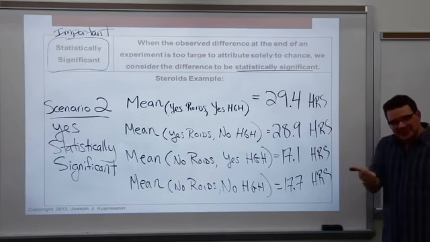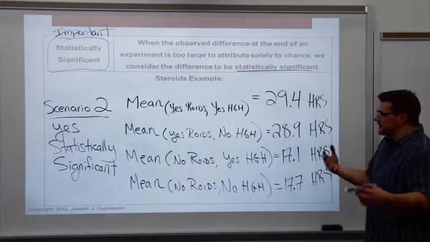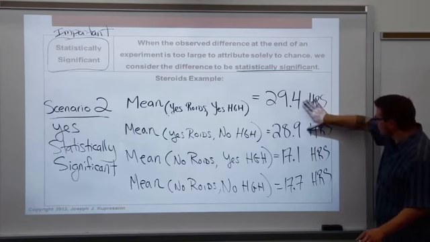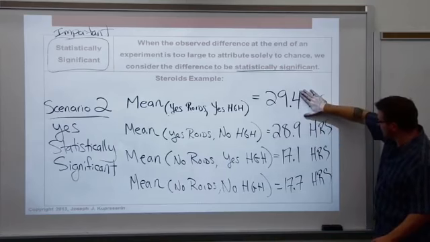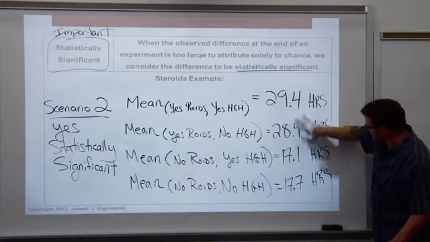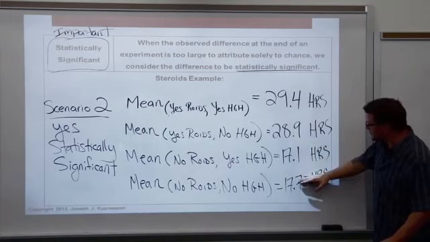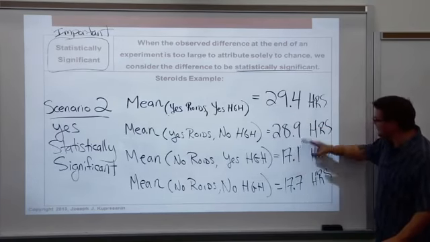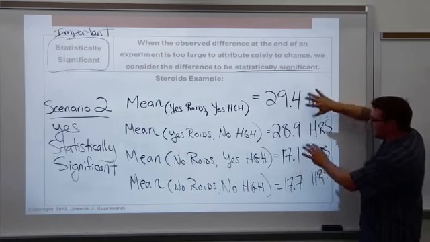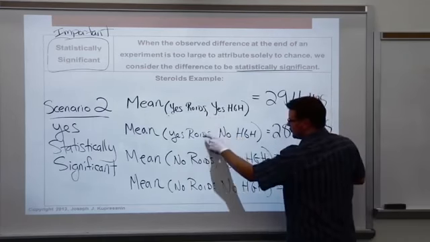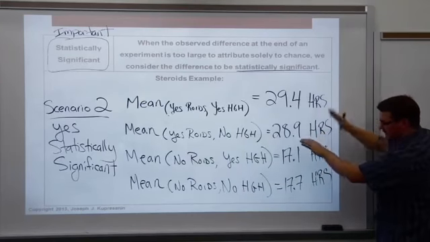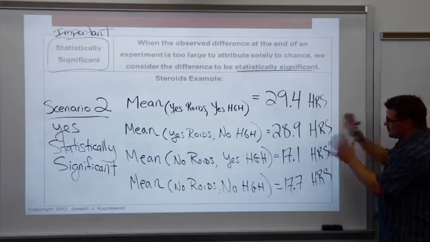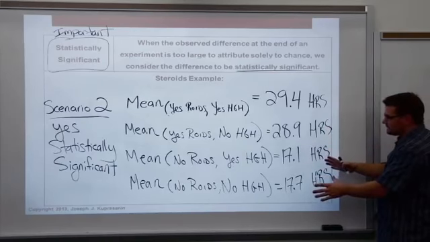Now, could it have happened? It could have happened. Is it likely to happen? No way. These are so far ahead. This is about 12 home runs, roughly, more than the non-roids group. This is about 12 or 11 home runs more than the non-roids group. These differences are so big, and I did this on purpose, the two roids groups are way above and the two non-roids groups are way below. But those differences do seem statistically significant.